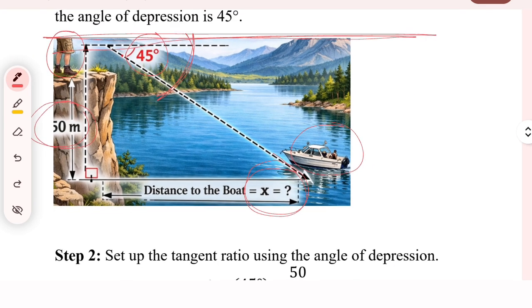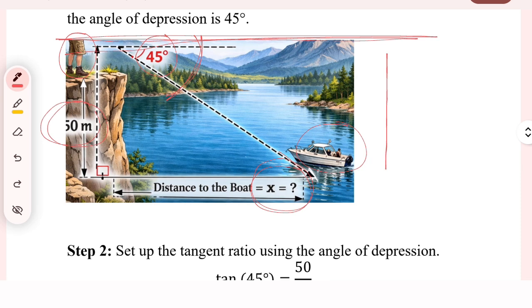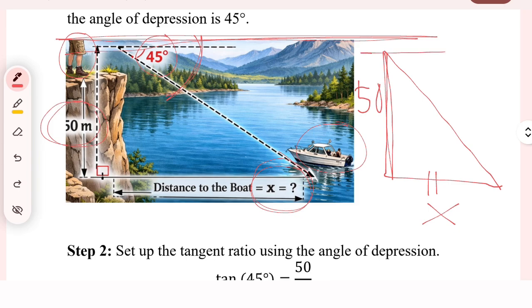If you draw a triangle there, you can actually draw a right triangle, right? So this one is the unknown x. This is x, that's unknown. This side here is the height of the cliff, 50. Where is the 45 degrees? The 45 degrees is the angle of depression, remember? It is from the horizontal, then you go down. That's the 45 degrees here.